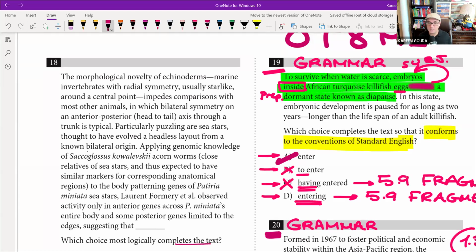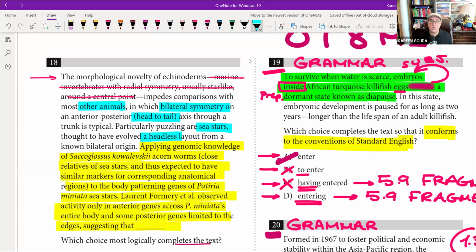All right. Where is my important sentence? It's the last sentence, the one that has the completion. Where does it start? It starts here. Hard one. If you're interested in biology, if you're interested in genetics, this one's for you. Let's go. The morphological novelty of echinoderms, marine invertebrates with radial symmetry, usually star-like around a central point, impedes comparisons with most other animals, in which bilateral symmetry on an anterior-posterior head-to-tail axis through a trunk is typical. Particularly puzzling are sea stars, thought to have evolved a headless layout from a known bilateral origin.